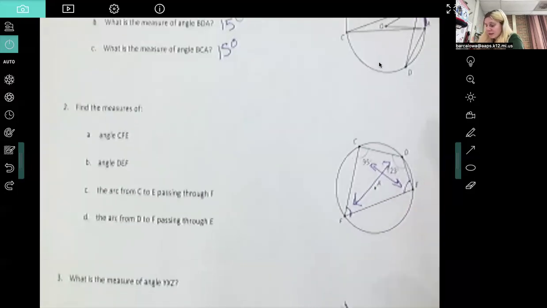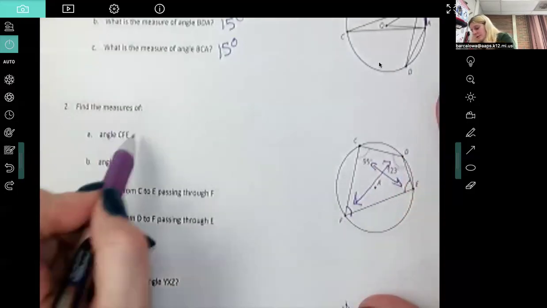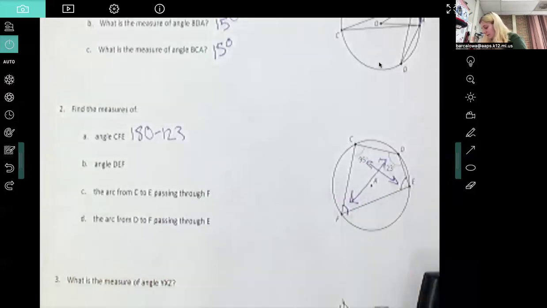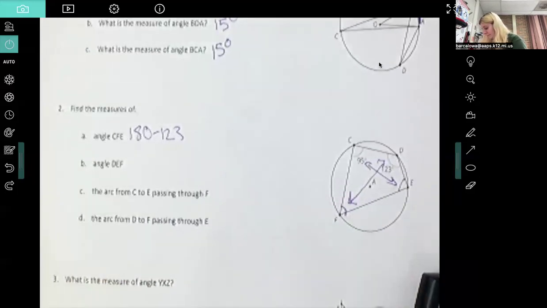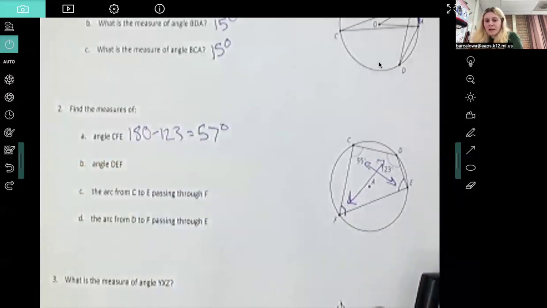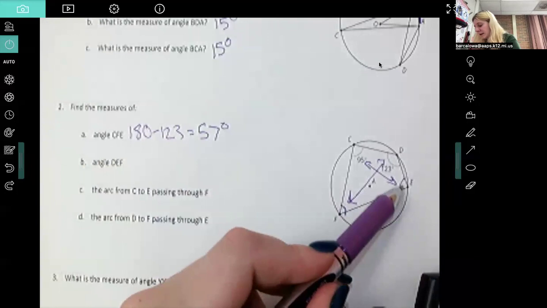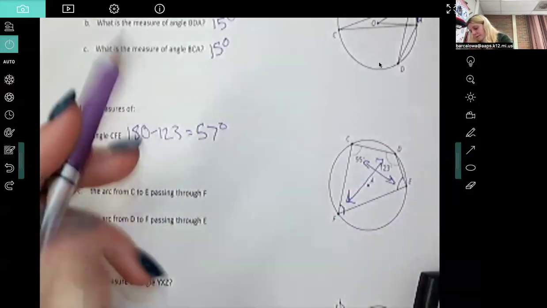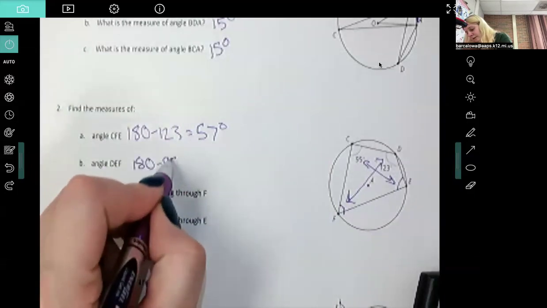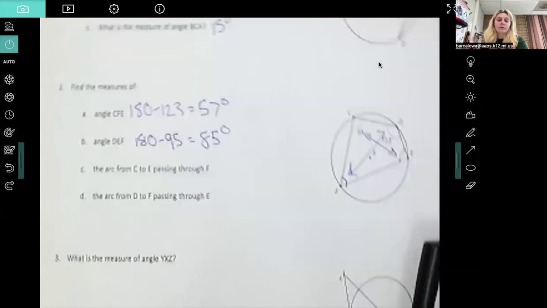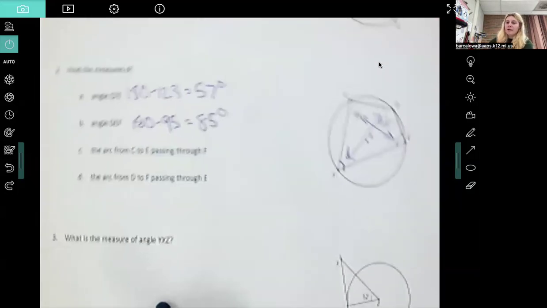Okay, so to find CFE, the opposite angle is 123. So I'm just going to take 180 minus 123. Got my handy dandy calculator. Gives me 57 degrees. Okay, DEF is the same. Across from this angle is 95 degrees. So 180 minus 95 gives me 85 degrees. Again, don't forget your degrees.